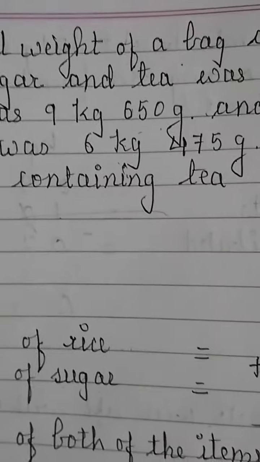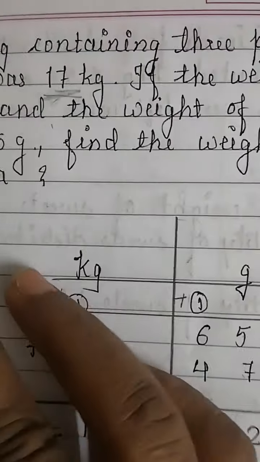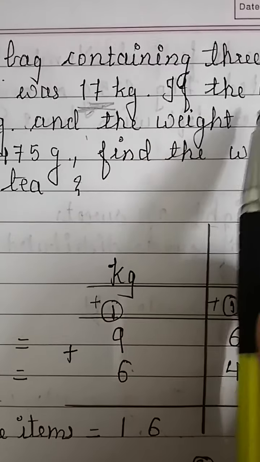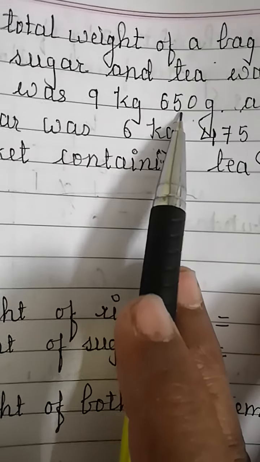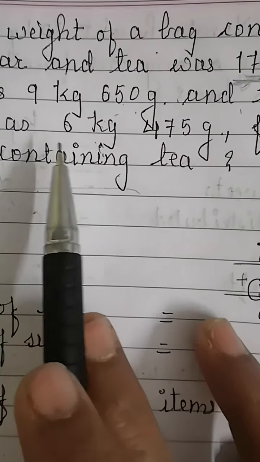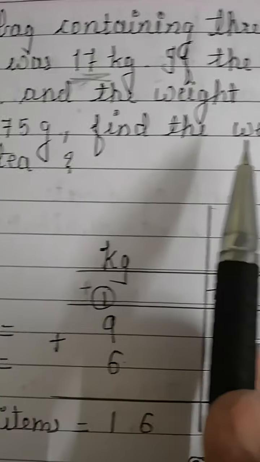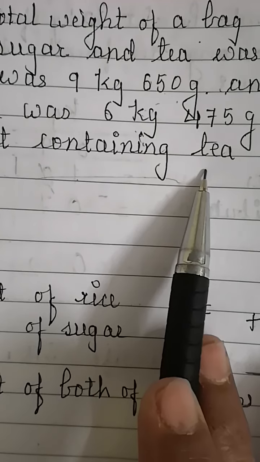Okay. After that, the total weight of a bag containing 3 packets of rice, sugar and tea was 17 kilogram. If the weight of the rice was 9 kilogram 650 gram and the weight of the sugar was 6 kilograms 475 gram, find the weight of the packet containing tea.